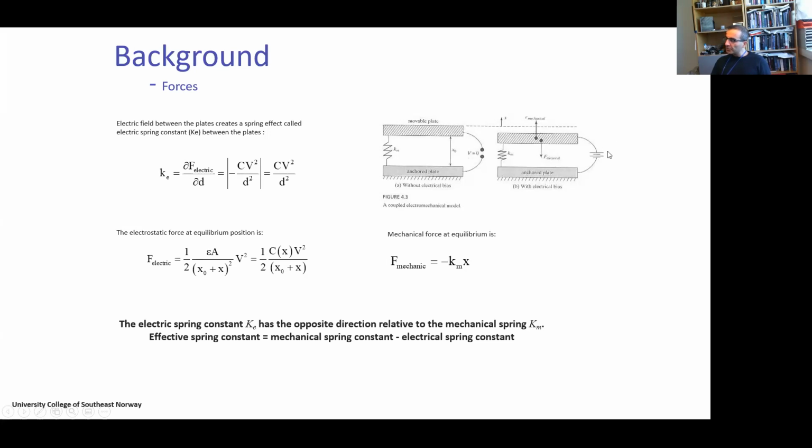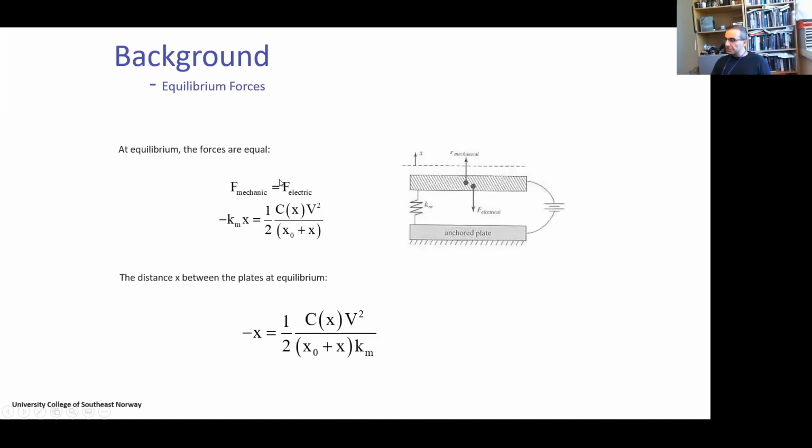So when the voltage is applied, this movable plate will move, and where it stops depends on the equilibrium state, which is the point where the mechanical and the electrical force are equal. When these two are equal, we have equilibrium and the plate stops moving. If we put them on each side of this equal sign, we can find an expression for x, the distance between the two plates.